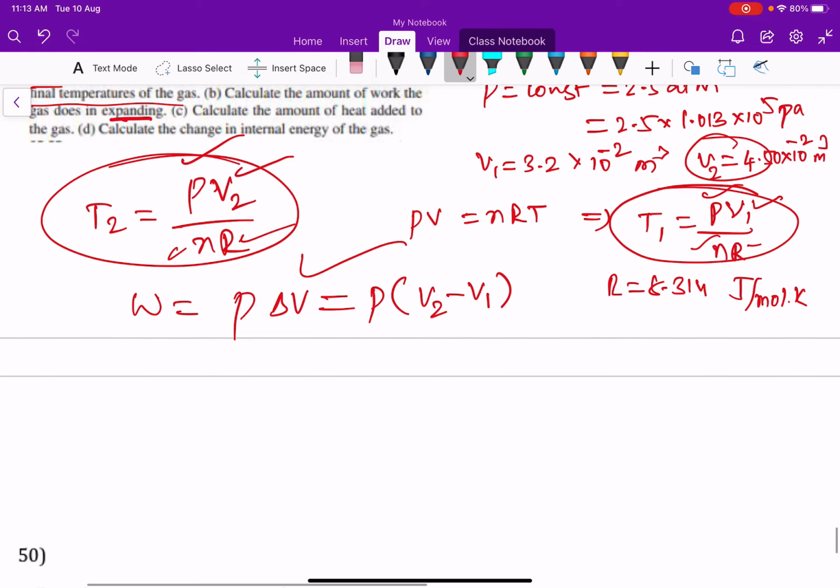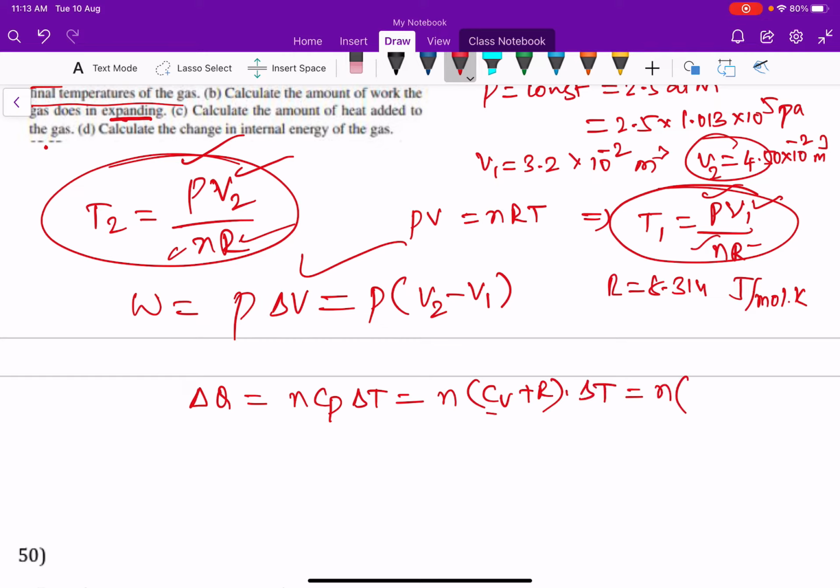And also part (c), calculate the amount of heat added to the gas. What is the amount of heat added to the gas? Delta Q is equal to n Cp dT, and that is n into (Cv plus R) into dT, and n Cv is nothing but nR by gamma minus 1, plus nR, into delta T. So here you know the R value, n value, gamma value, and delta T value, so you can find delta Q from this equation.